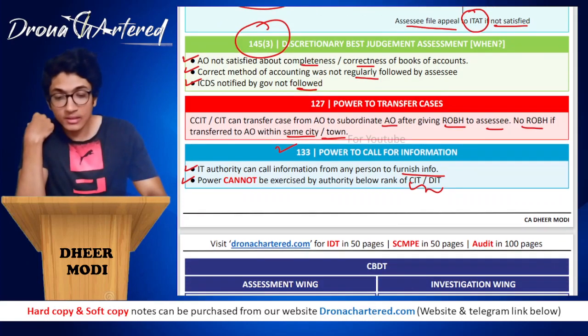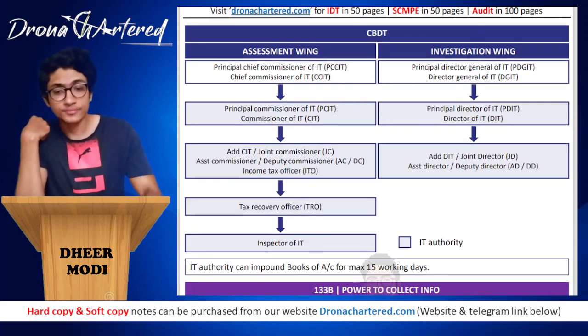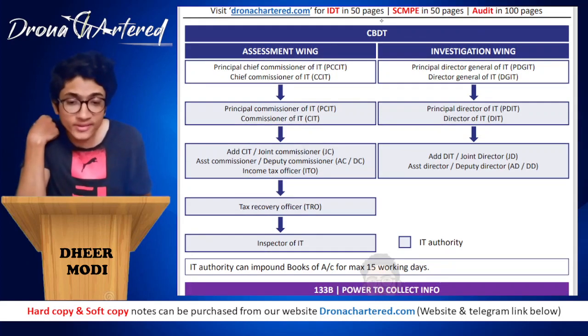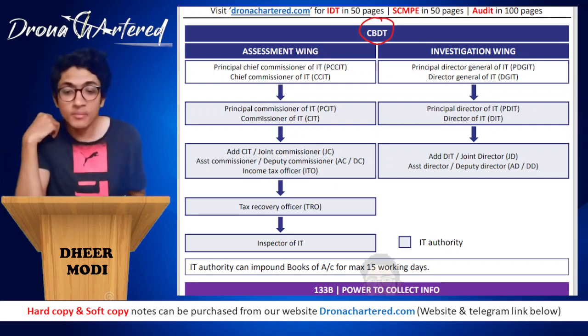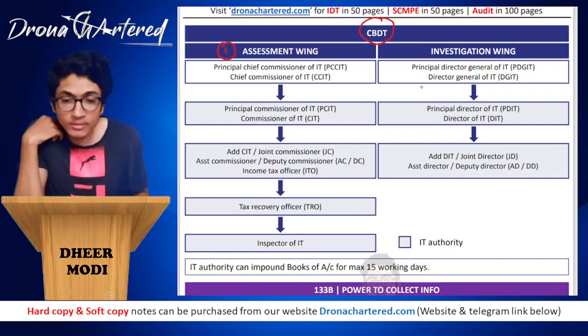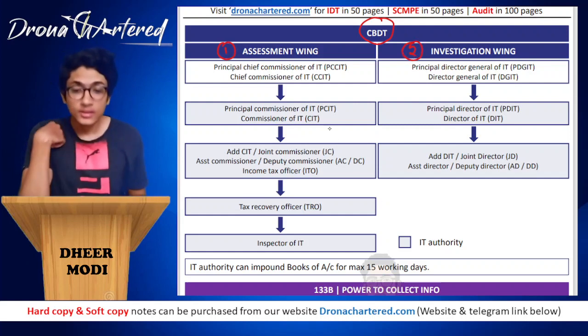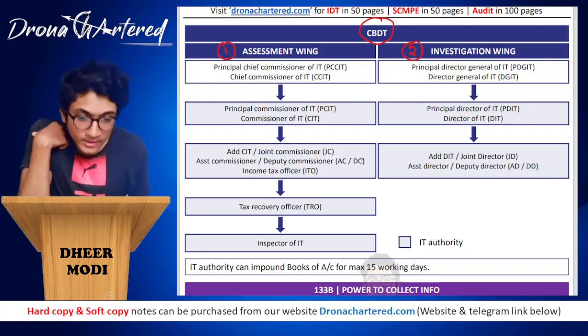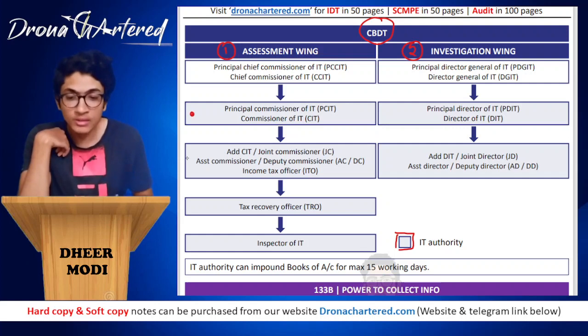So what are these? This is the authority matrix that I've made. First of all, it starts with your CBDT. CBDT has basically two wings under them. First is your assessment wing and second is your investigation wing. Those in these blue boxes are called your IT authority. So whenever we say IT authority, we are referring to these people.